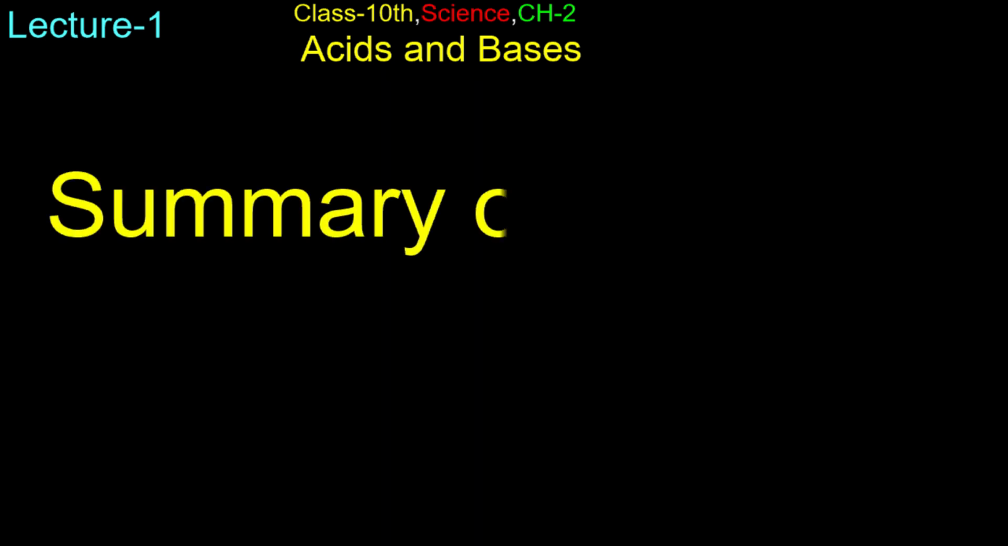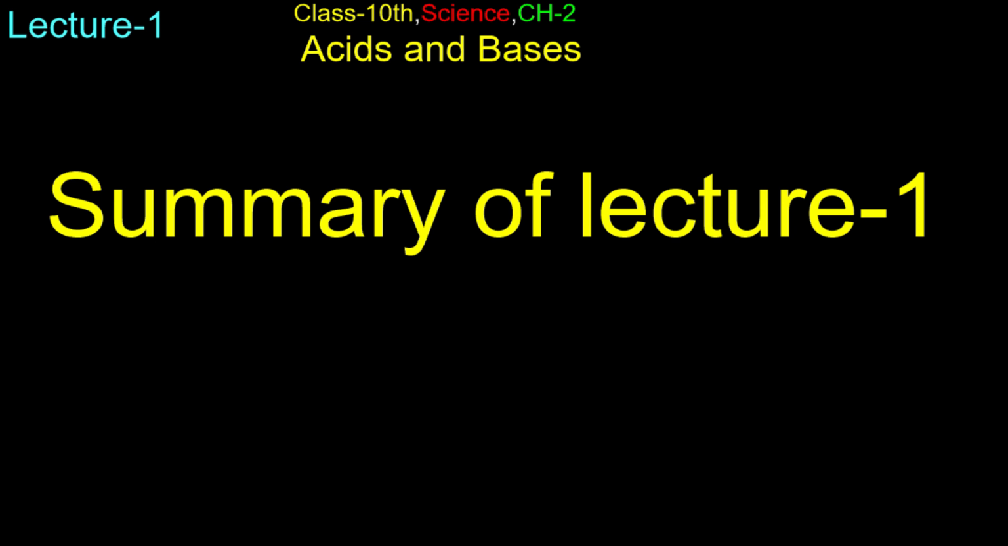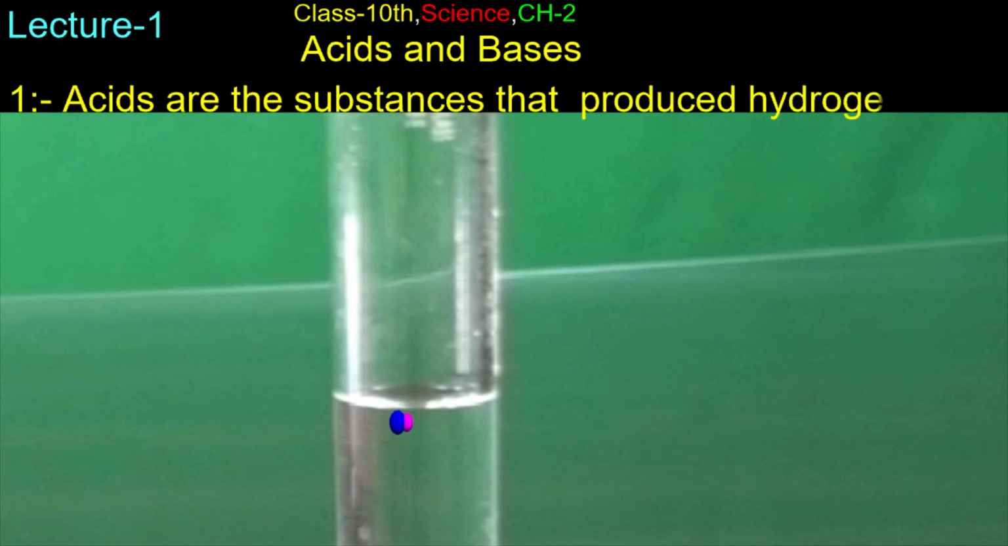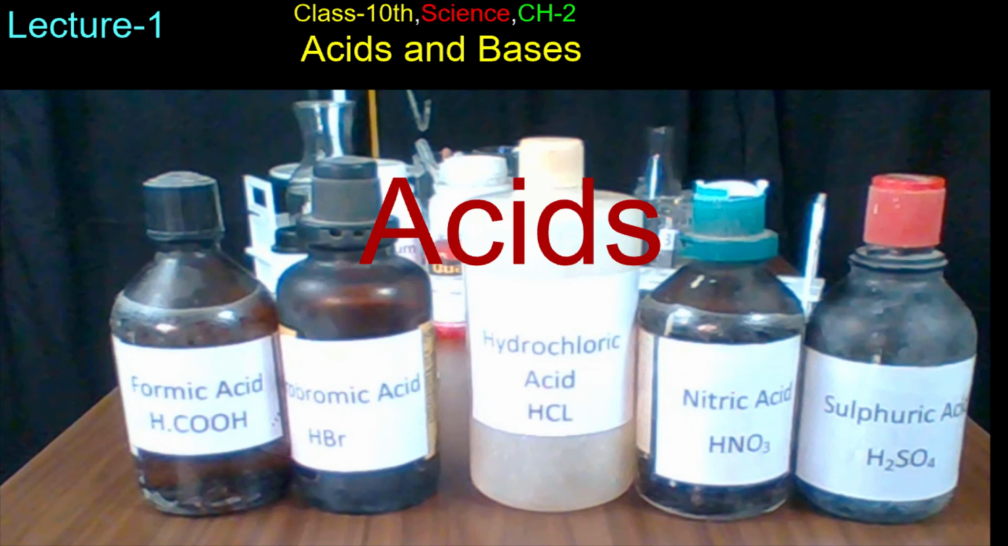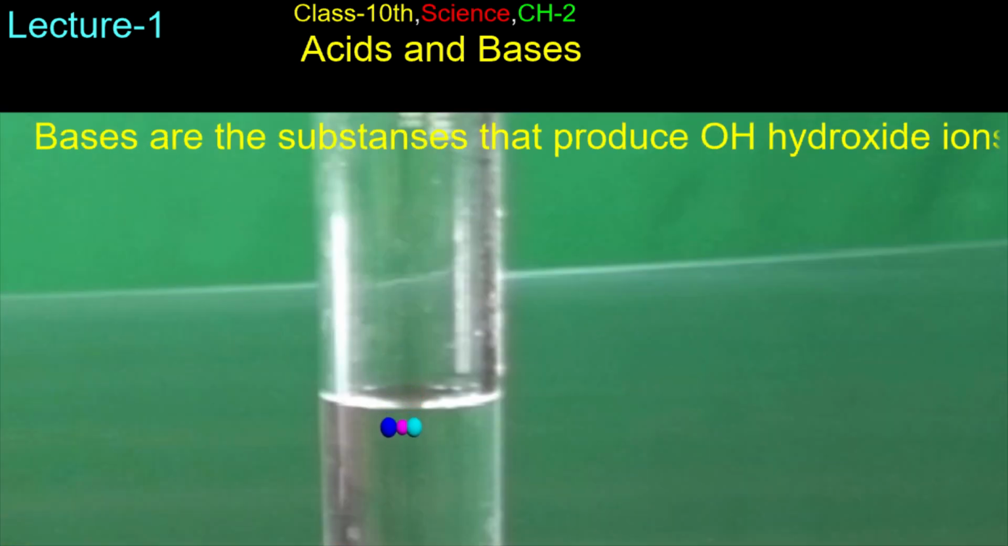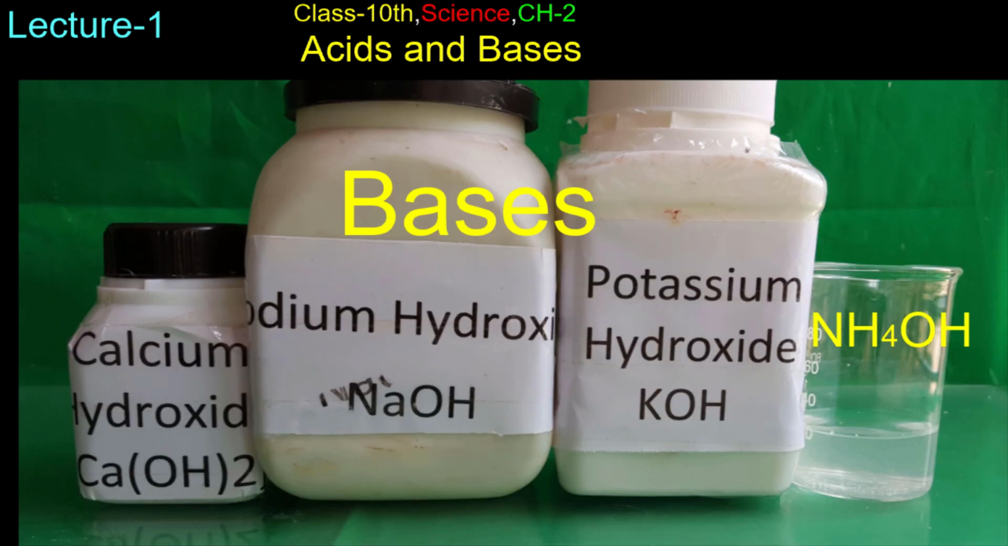In the end, I summarize this first lecture. We learned that acids are the substances that produce hydrogen ions on dissolution in water. For example, HCOOH or formic acid, HCl or hydrochloric acid, H2SO4 or sulfuric acid, and HNO3 or nitric acid. Bases are the substances that produce OH or hydroxide ions on dissolution in water. For example, Ca(OH)2, NaOH and KOH.